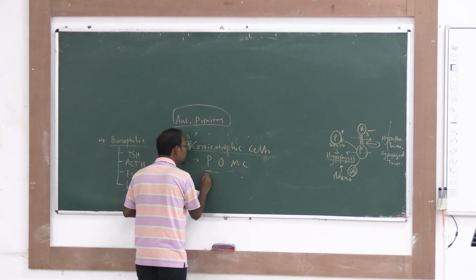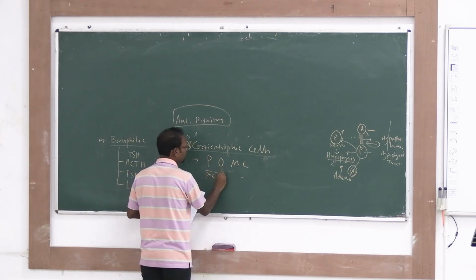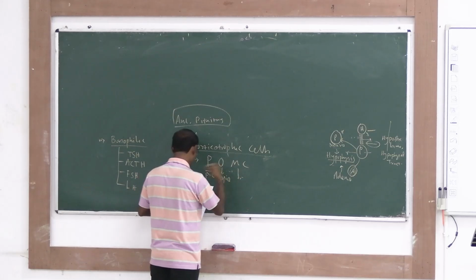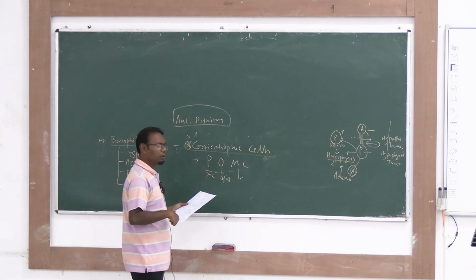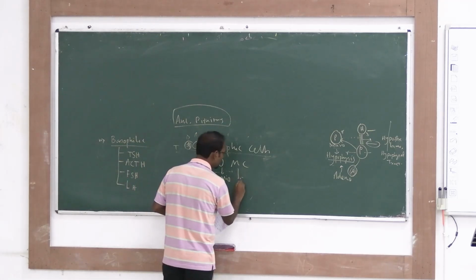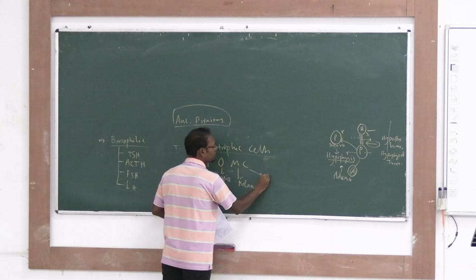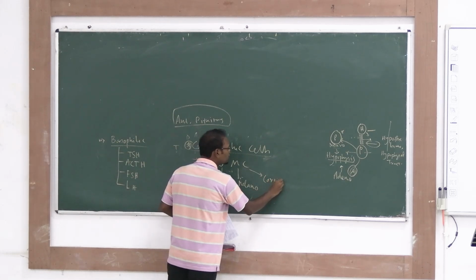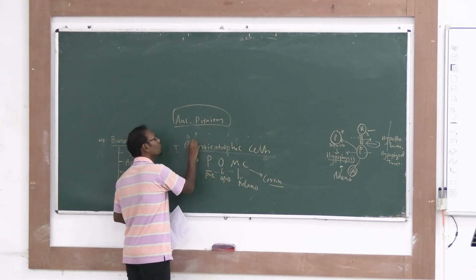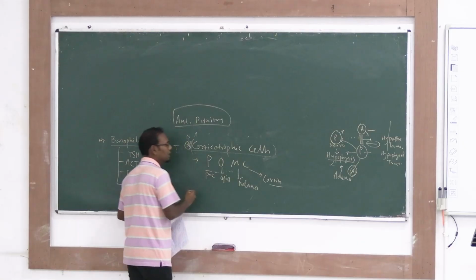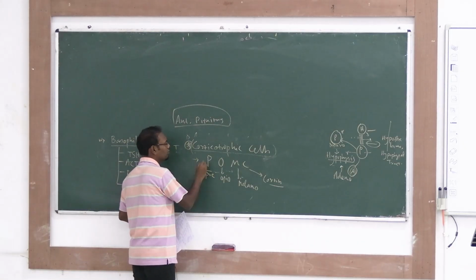POMC. P means pre, O means opio, pre opio. M is related to melanocyte, so that is melano. And C for cortin. So this is a precursor of corticotrophic cells, called POMC cells. The precursor means these cells are coming from POMC.